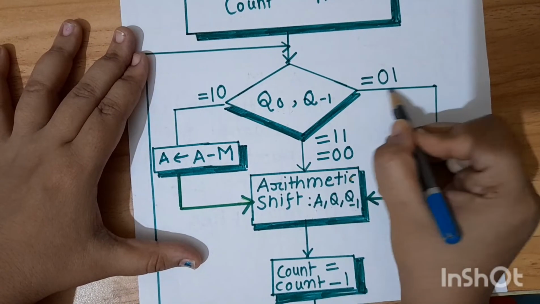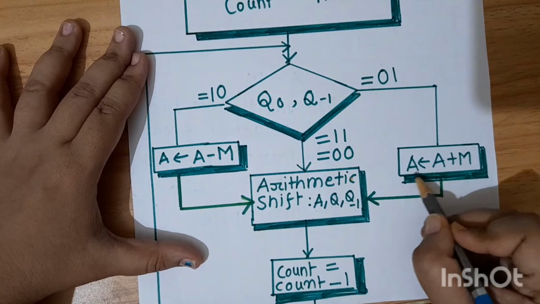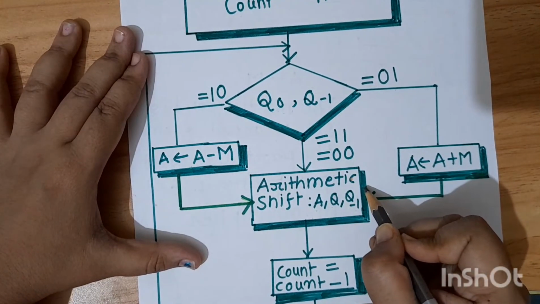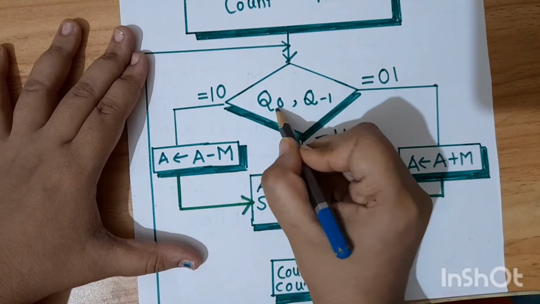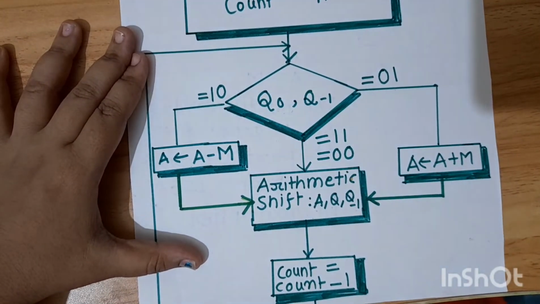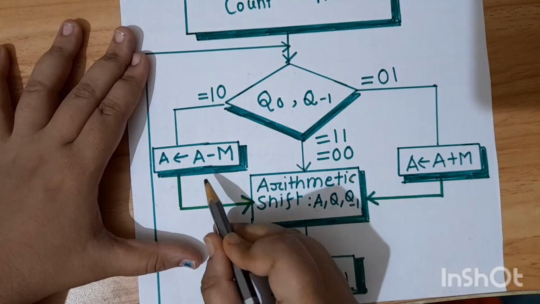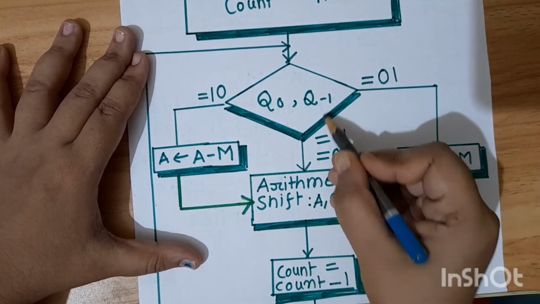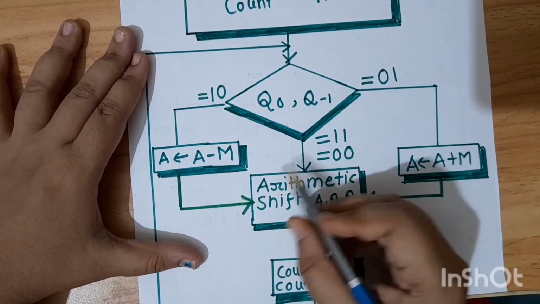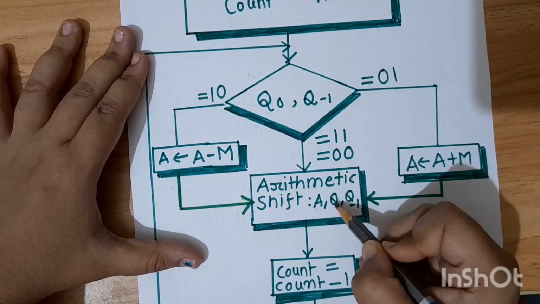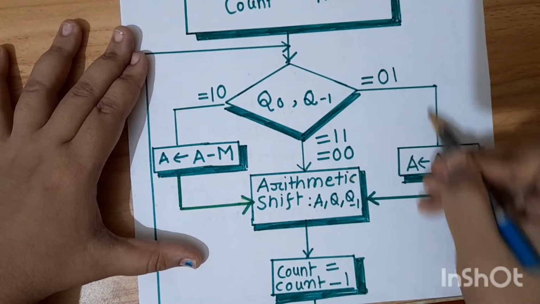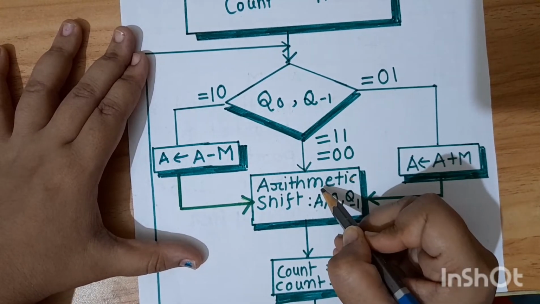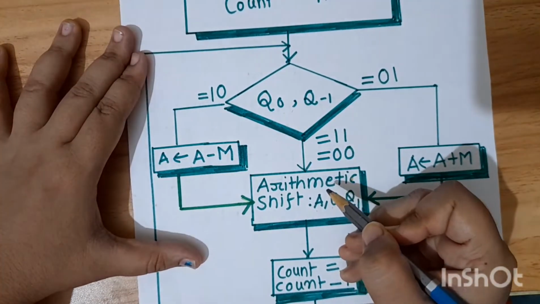So if it is 0 1, as I said, we will go here, update A and then come to the arithmetic shift right operation block. If it is 1 0 for Q0, Q minus 1, we will update A and come to the arithmetic shift right operation block. In either of the cases we are doing the arithmetic shift right operation, but here we are updating A, here also we are updating A, but here we are not updating A, we are keeping the value of A as it is.